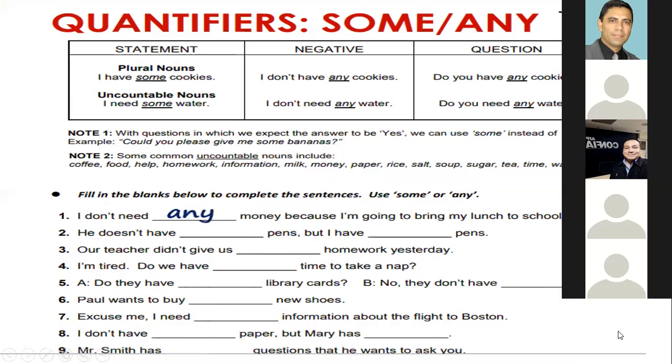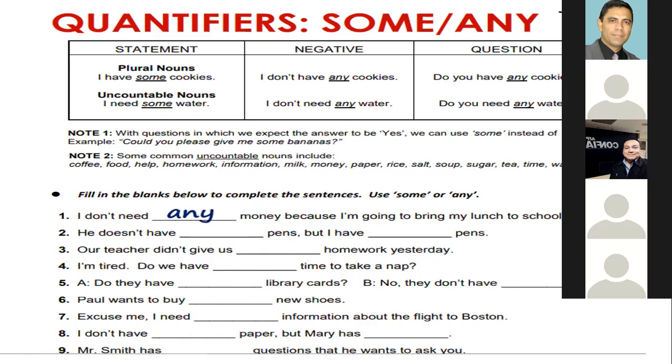So we are going to continue. And in here, I have some statements or affirmative sentences, negative sentences, and questions using some in this case. I have some cookies when there are plural nouns. When there are uncountable nouns, I can also use it: I need some water, because I'm talking about an affirmative sentence or a statement. When I'm talking about a negative sentence, I say I don't have any cookies. I don't need any water. Also, I can use any for negative, no matter if they are plural nouns or uncountable nouns.